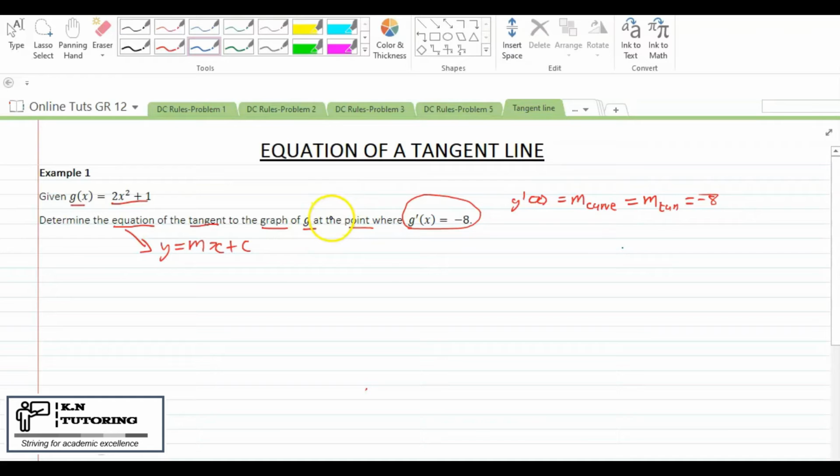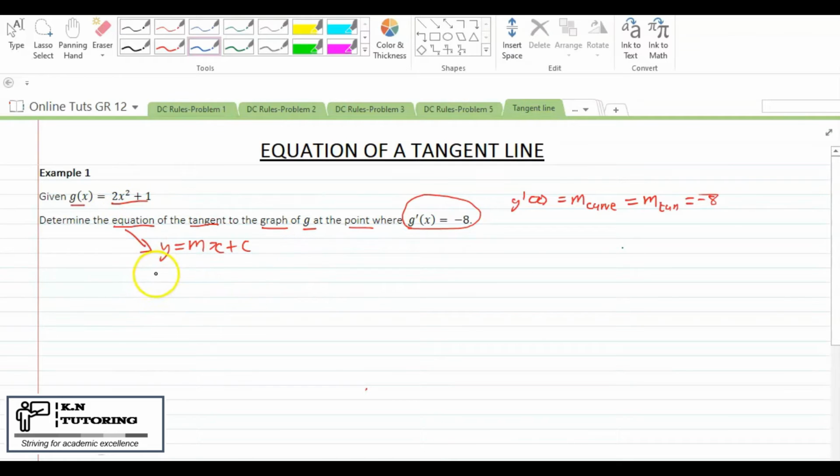So for me, what I need to do now is to determine that particular point. So what I will do, I will say, okay, if I can differentiate this g of x and equate g prime x to minus 8, I can solve this x. And then I will take this x and substitute it in the original equation to get the corresponding y value. Okay, so this is what I will do.